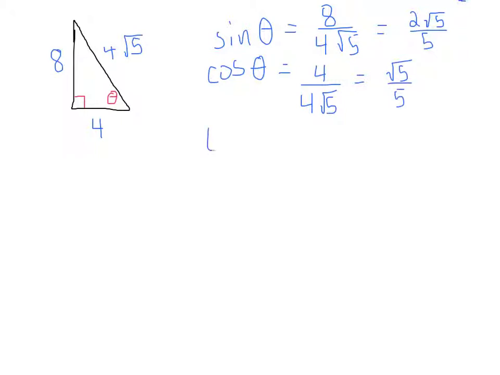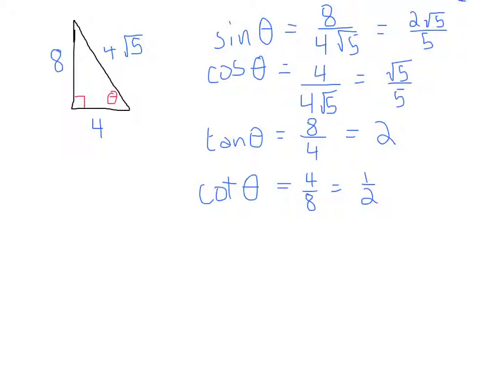Next we have tangent of theta. That is going to be the opposite side over the adjacent side. In this case, 8 over 4. Let's do the simplification now, and it's just going to be 2. Let's move on to cotangent of theta. That one's going to be now the reciprocal of tangent. So you could think 4 over 8, or just put the 2 under 1. So let me write that out.